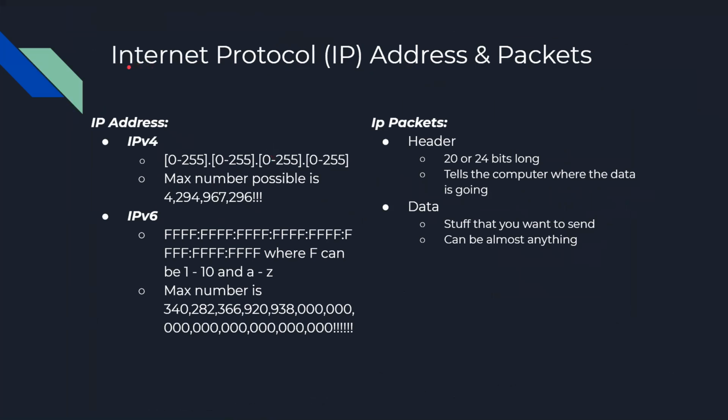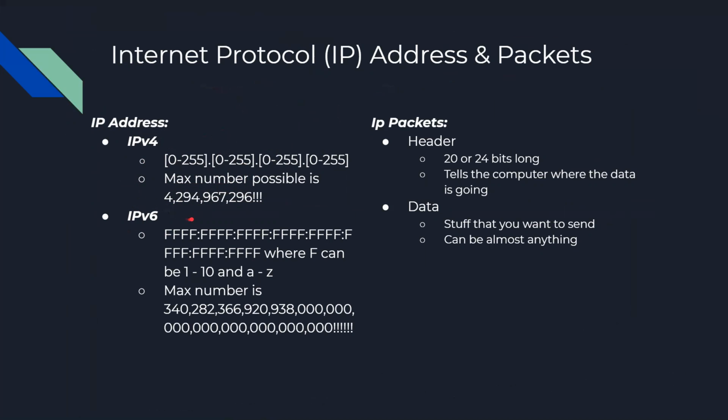So here is Internet Protocol, IP address, and packets. Here are two types of IP addresses. The first one is IPv4, Internet Protocol version 4, I think. How it works is it's a group of four numbers. There's this many different possibilities, and each number can be 0 to 255.